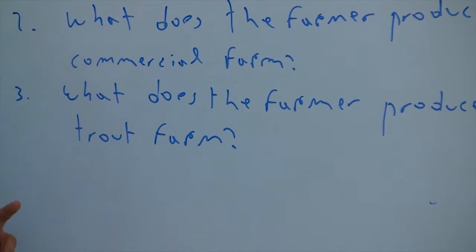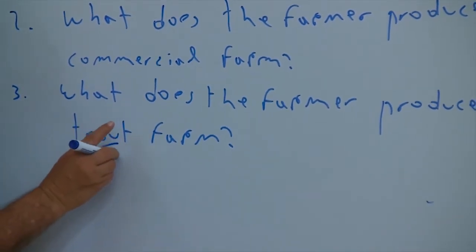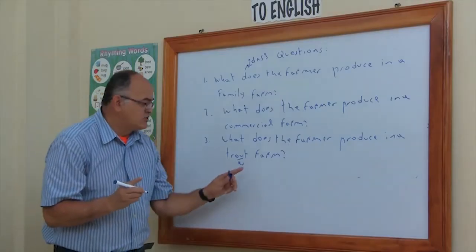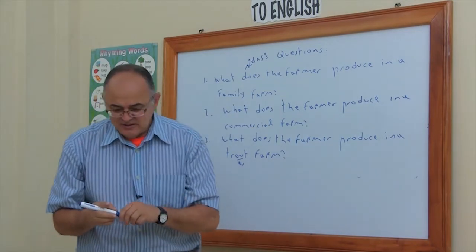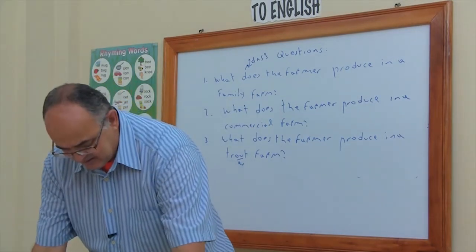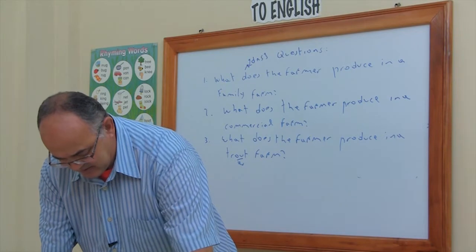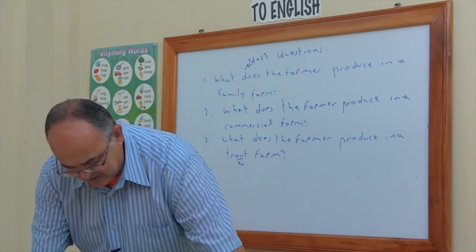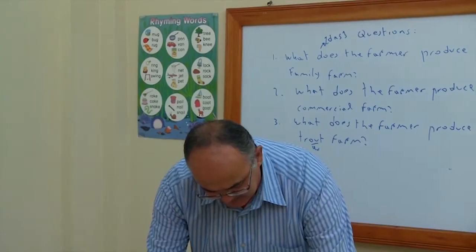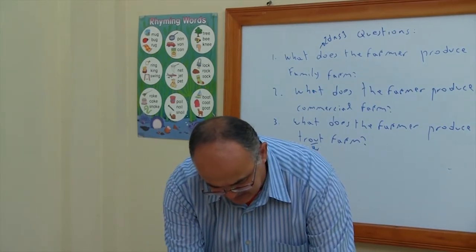Remember that normally we pronounce ow, we say trout, trout farm, right? So let's say here, the trout farm, we have it here.